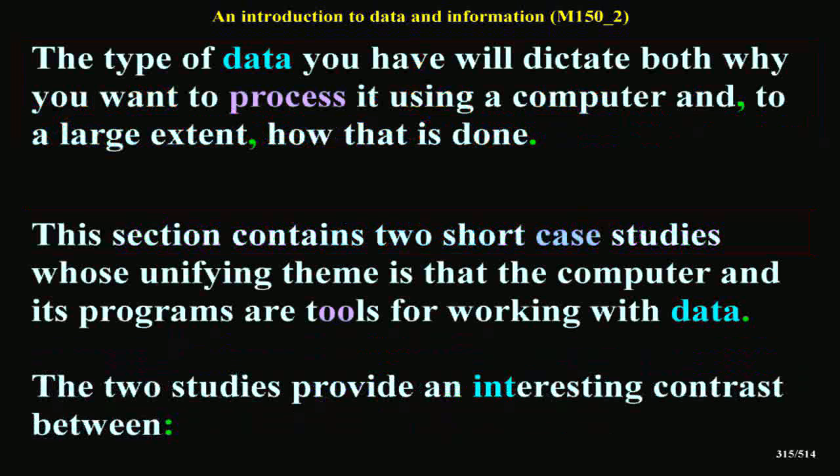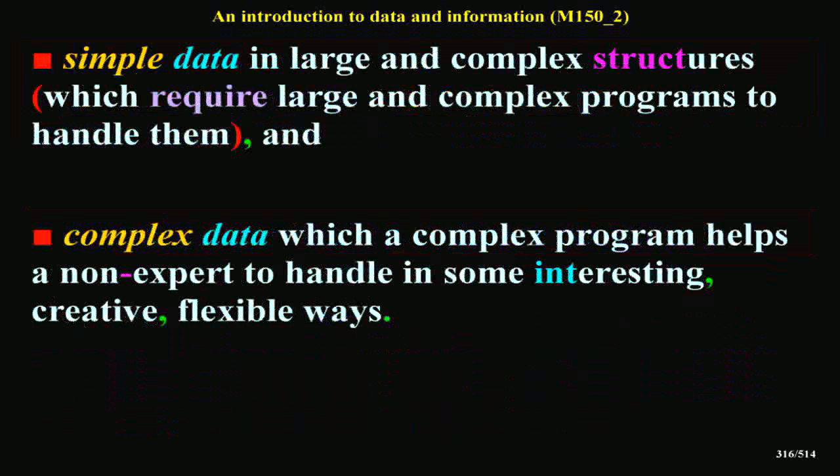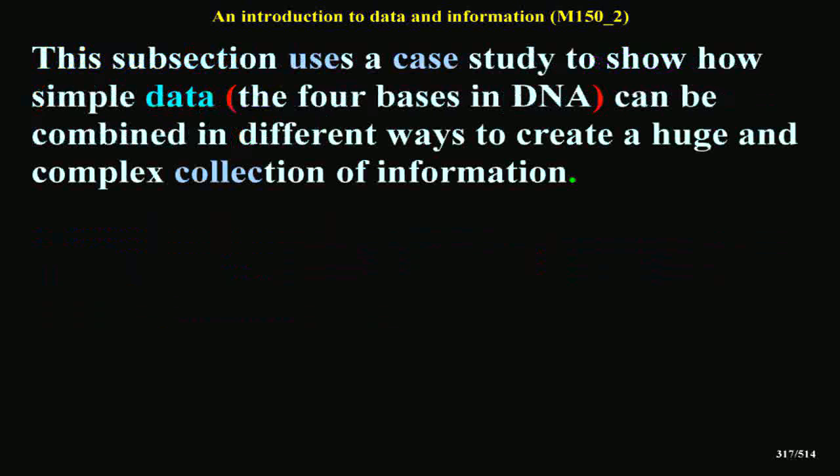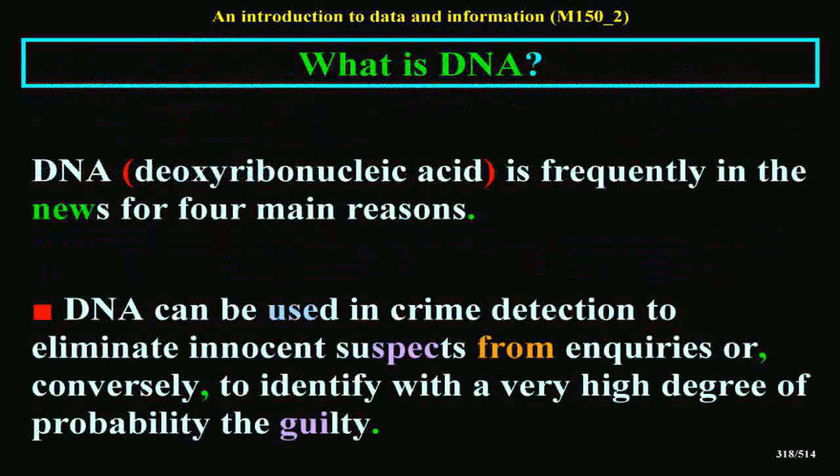This section contains two short case studies whose unifying theme is that the computer and its programs are tools for working with data. The two studies provide an interesting contrast between simple data in large and complex structures which require large and complex programs to handle them, and complex data which a complex program helps a non-expert to handle in some interesting, creative, flexible ways. This subsection uses a case study to show how simple data, the 4 bases in DNA, can be combined in different ways to create a huge and complex collection of information. What is DNA?